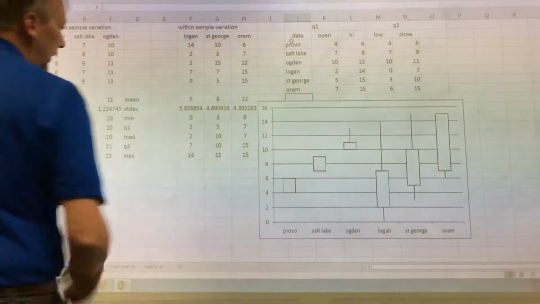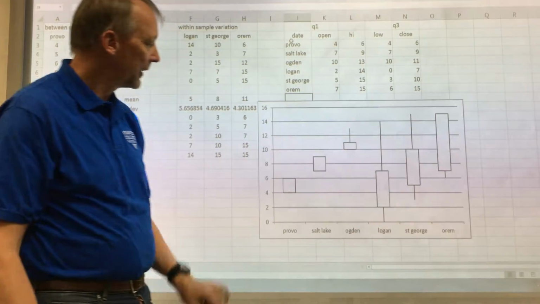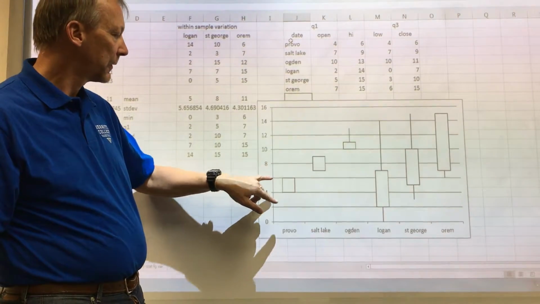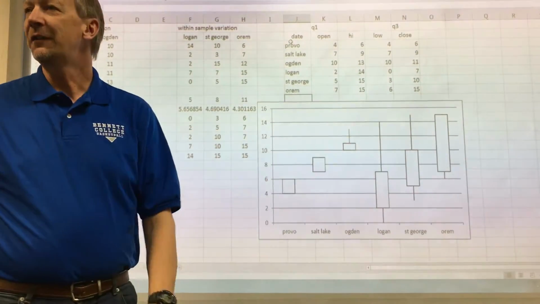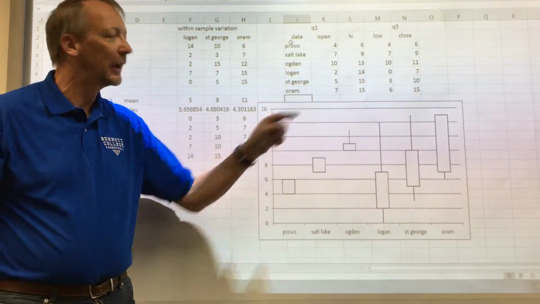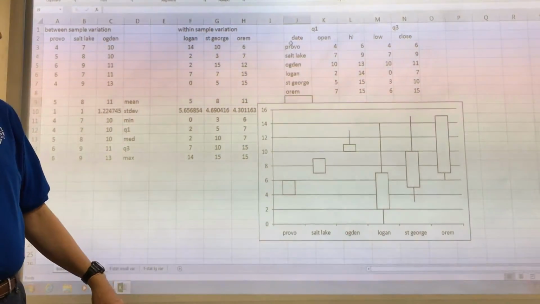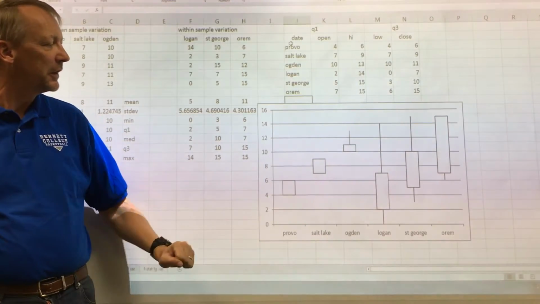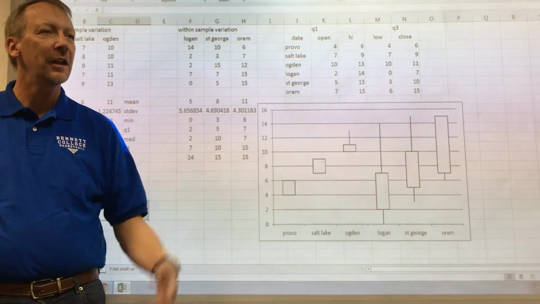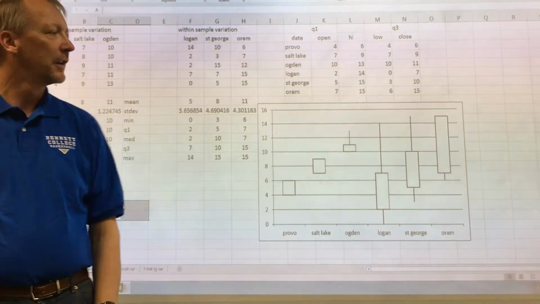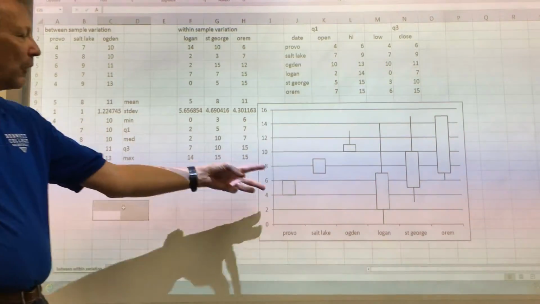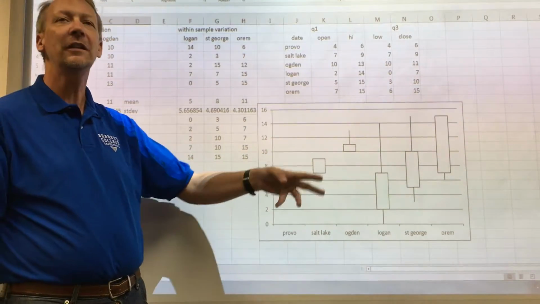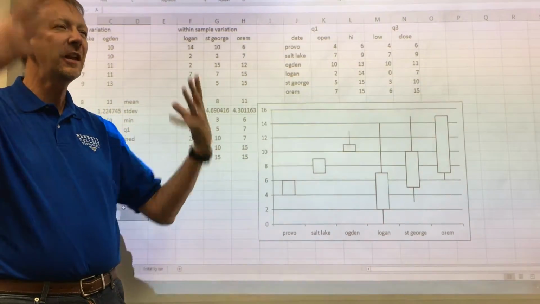As we look at these, let's compare Provo, Salt Lake, and Ogden. Notice there aren't many whiskers because it's a really tight distribution. Just visually, it would probably be pretty obvious that the mean in Provo is different from the mean in Salt Lake, which is different from the mean in Ogden. These don't overlap at all, so this is probably significantly different from this, which is significantly different from that. Visually that makes a lot of sense.